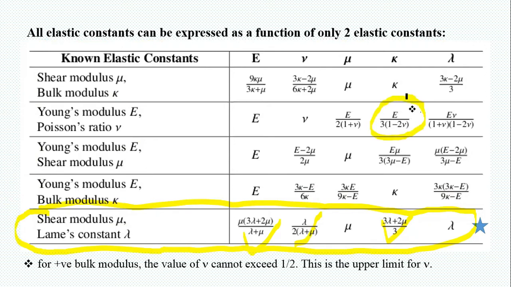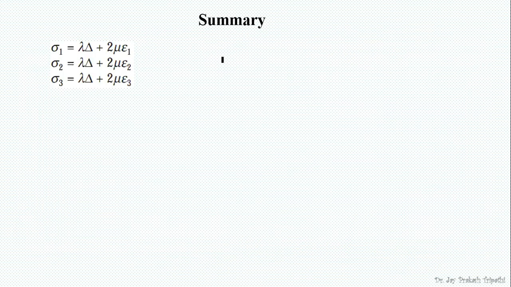This condition is very important. It tells us the maximum value of Poisson's ratio for positive bulk modulus. The value of Poisson's ratio nu cannot exceed the value half. This is considered as the upper limit of Poisson's ratio. Let's summarize all the formulas that we should remember. So first, we should remember this relationship: sigma 1 is equal to lambda delta plus 2 mu epsilon 1.